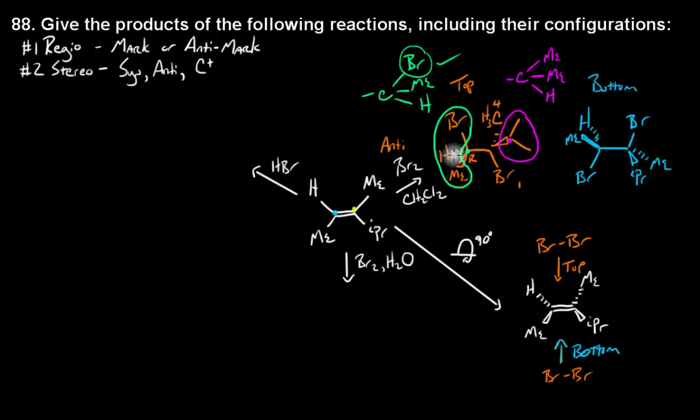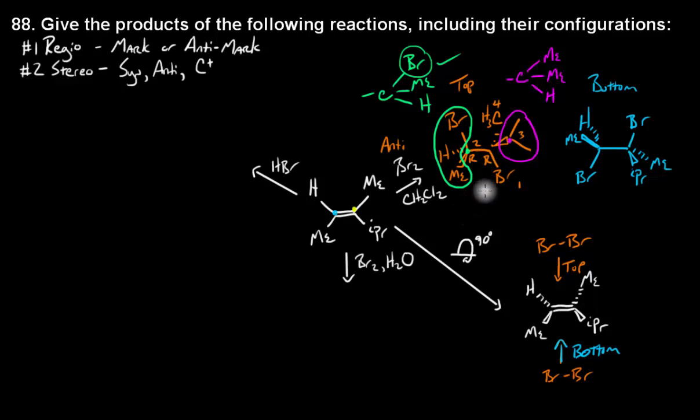Okay, so let's go back to our original color. This is going to be priority 2, and this is going to be priority 3. Okay. And again, thank goodness, we have our lowest priority group pointing away from us, so it's pretty easy to tell that this is an R. Okay, so now we have an R and an R.